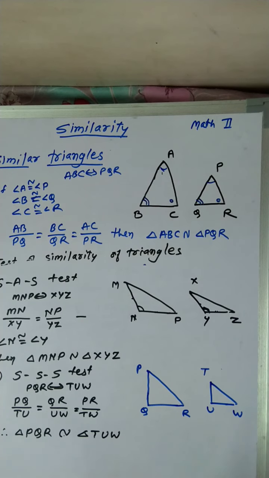Okay, there are only three tests. First test is AAA test, which is also called AA test. Second, SAS test, and third, SSS test. These are for similar triangles. And if two triangles are similar, then their corresponding angles are congruent, and the corresponding sides are in proportion. Now we have some examples on this part.